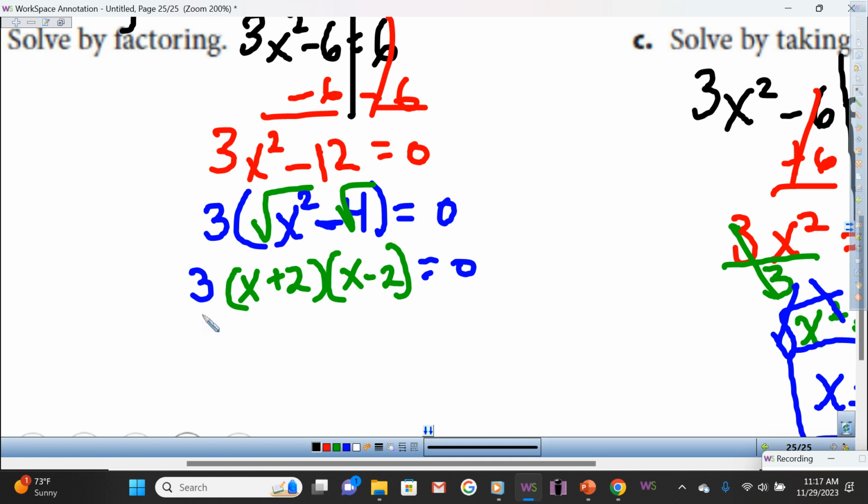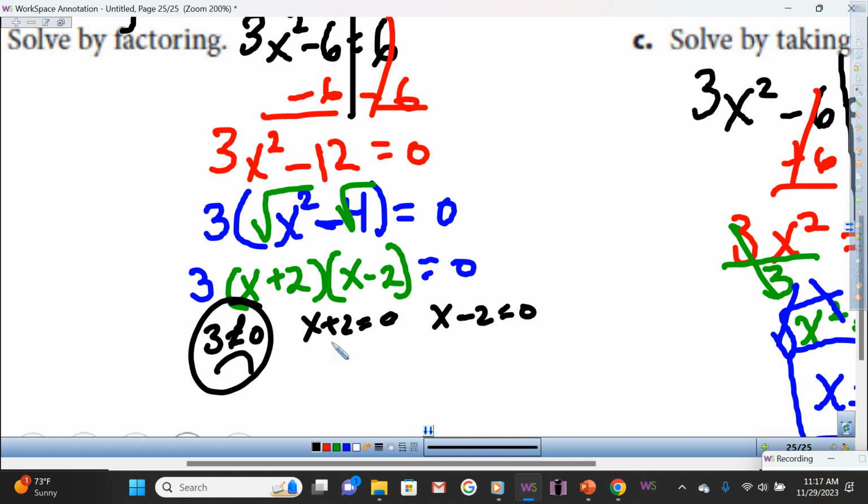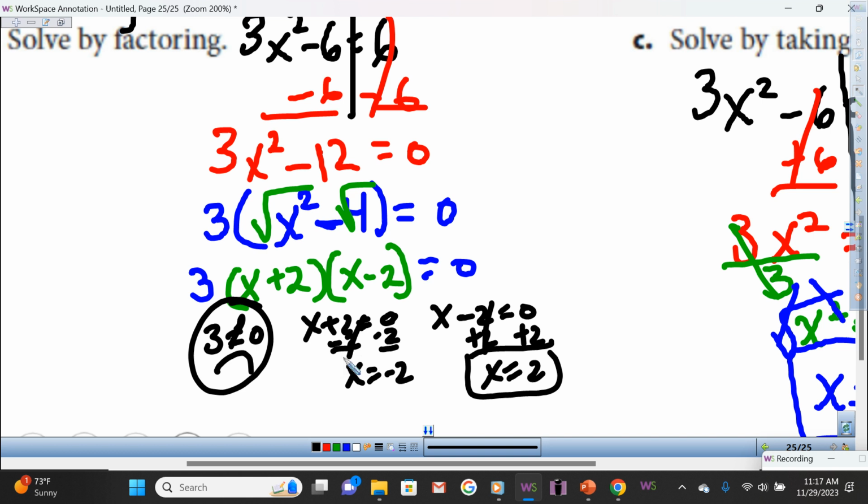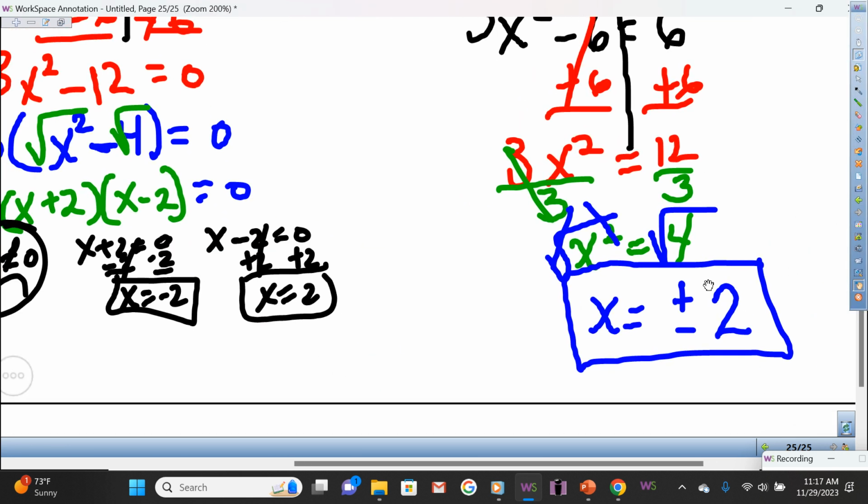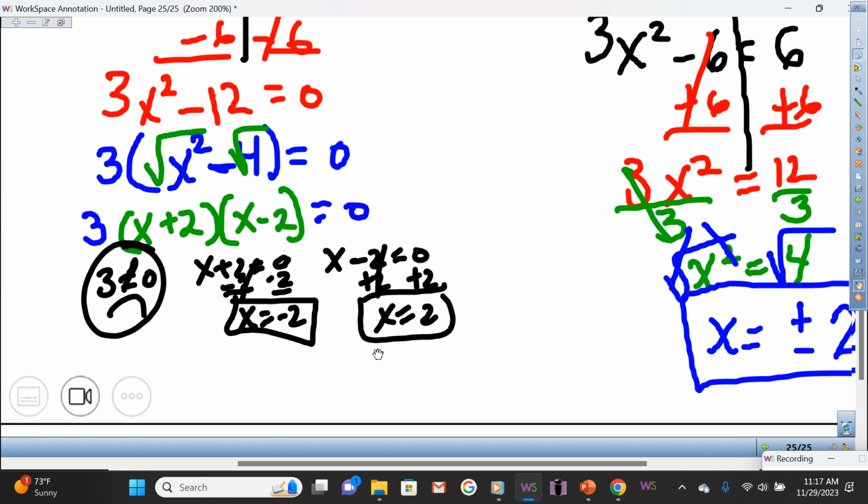Don, go. Let's go. Don in the house. That is correct. Set everything equal to 0. Is 3 equal to 0? No. Eliminate that. Minus 2, minus 2. X equals negative 2, plus 2, plus 2. X equals positive 2. Did we get the same answer as square roots? Plus and minus 2. That is correct. There they are.